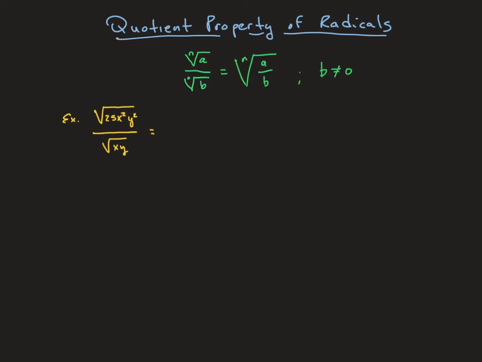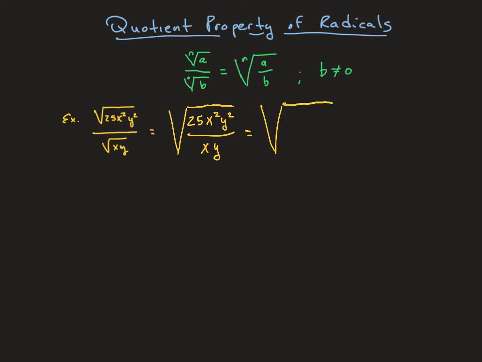And I have the square root of 25x squared y squared over the square root of xy. And I could go ahead and find this square root because 25 is a square root, x squared is a square root, and y squared is a square root. However, I'm going to be left with a radical in the denominator, and we can't have that. So let's go ahead and just use the quotient property. I'm going to use the quotient property to rewrite this fraction as 25x squared y squared over xy. And now I can go ahead and simplify what is in my radical.